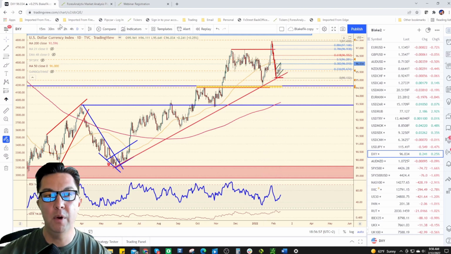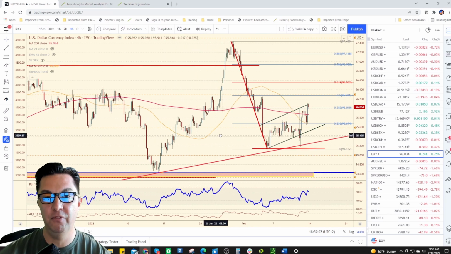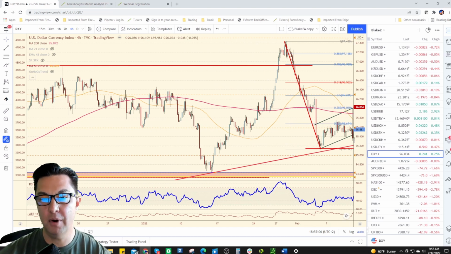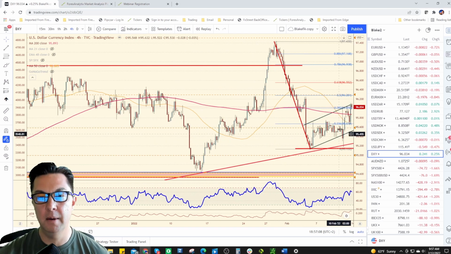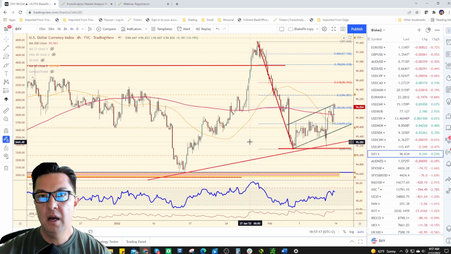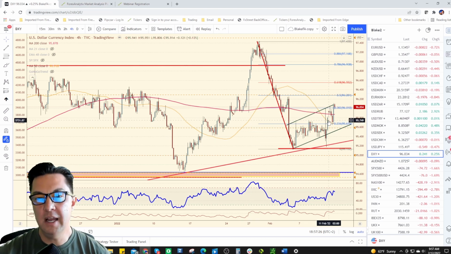Like I said, at one point on Thursday, it looked like we were going to break down this flag pattern, right? And then, like I said, Bullard opened his mouth, and then we reversed, and we're back up at the 38% retracement. Now, depending on what happens over the weekend, if it seems like there's a bit of a de-escalation, we'll see the dollar index pull back from this 38% retracement.